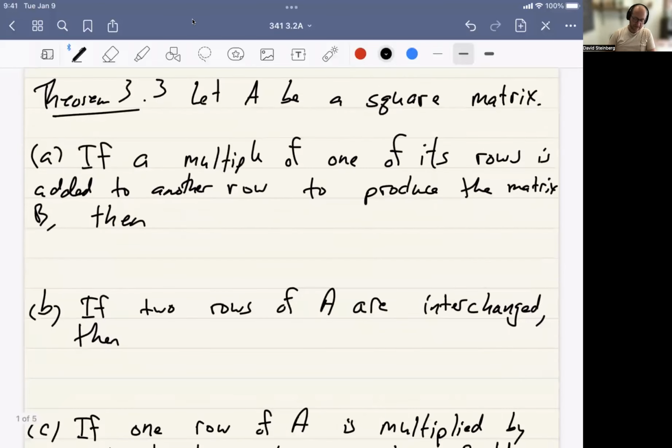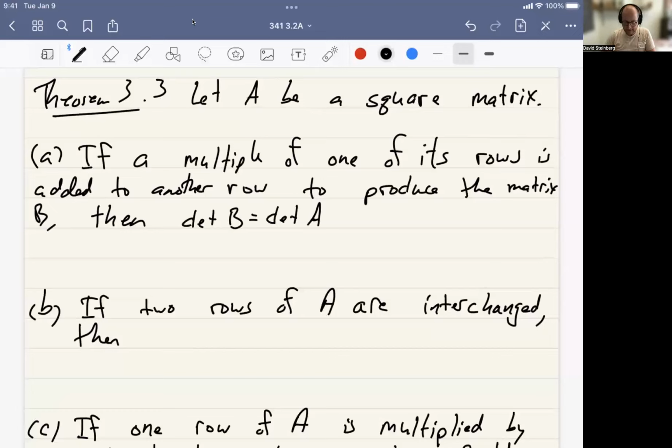Let A be a square matrix. If a multiple of one of its rows is added to another row to produce a matrix B, then we actually haven't changed the determinant at all. So if we perform this elementary row operation, adding a multiple of one row to another, it doesn't change the determinant.